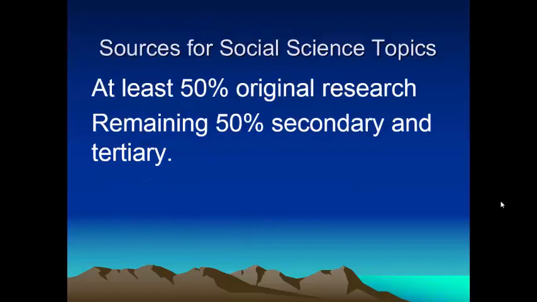So if you're going to do research in a social science topic, at least 50% of your sources need to be primary sources from the sources you cite in your paper, and in this class, the lower limit of sources you cite is 16. So at least 50%, or 8 of them, must be from probably peer-reviewed journals, because that's where you're going to find the primary sources for social science, or conference proceedings. The remaining 50% can be from secondary and tertiary sources.